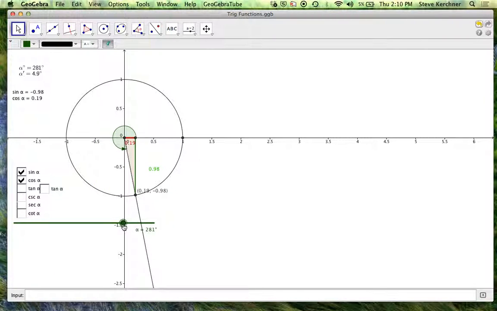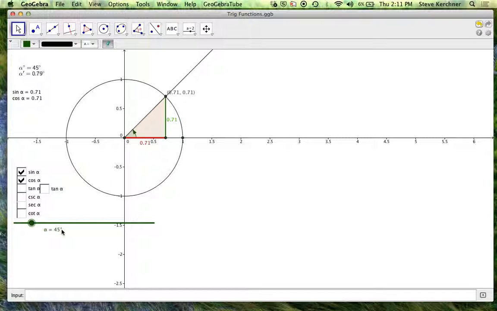And as we move into the fourth quadrant, the sine is decreasing back from a large negative to 0, and the cosine is increasing to 0. So that's sine and cosine. Remember, sine is just opposite over the hypotenuse, which is 1, and the cosine is the adjacent over the hypotenuse, which is 1. So let's slide it back to 45 degrees and look at tangent.